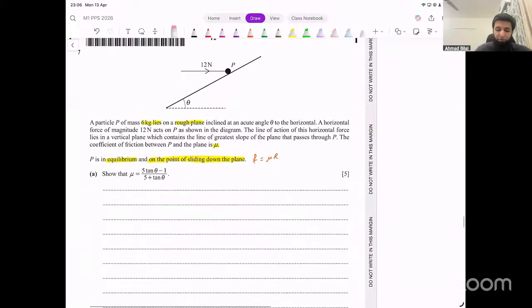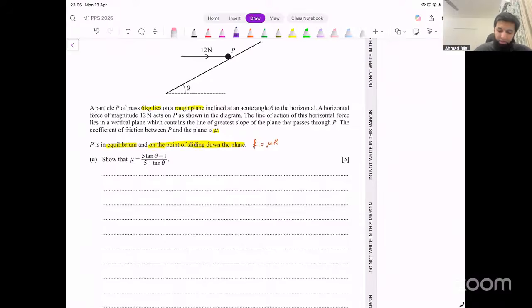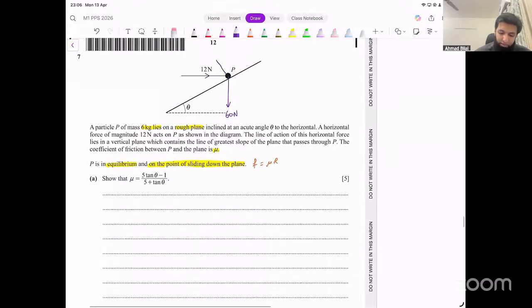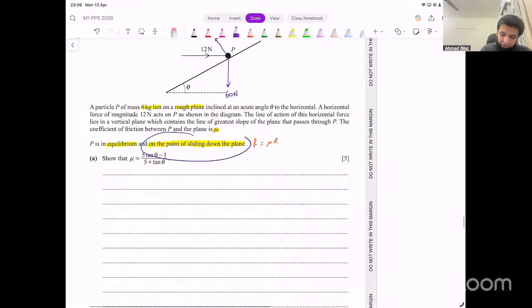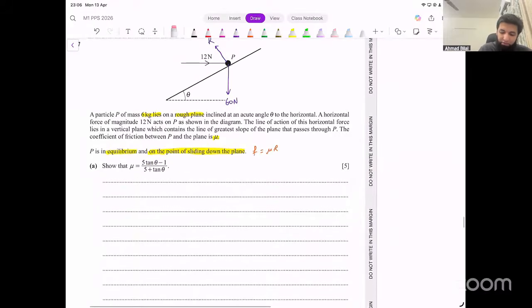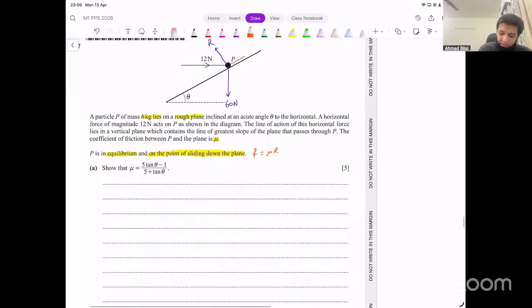Let's represent all the forces. First of all, P has a weight of 60 Newton that acts vertically downwards. There will be normal reaction. It acts in this direction. P is on the point of sliding down. If it's on the point of sliding down, friction opposes that, and that acts up the plane.